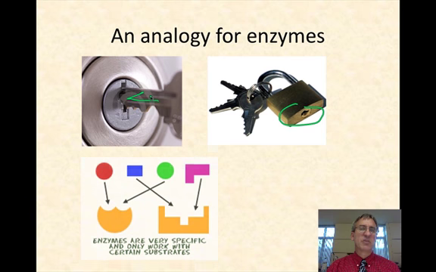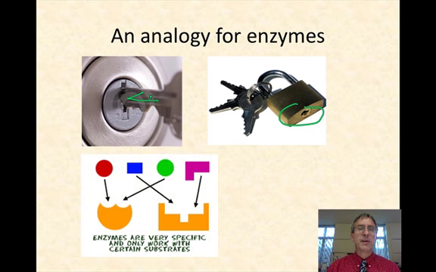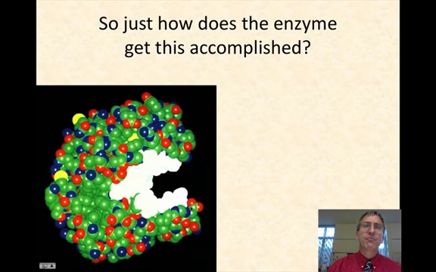And as seen by this little schematic down here, enzymes are very specific, only work with certain substrates. These circular molecules will only fit into these active sites. These more rectangular or square ones will only fit into certain active sites and only work in particular enzymes.